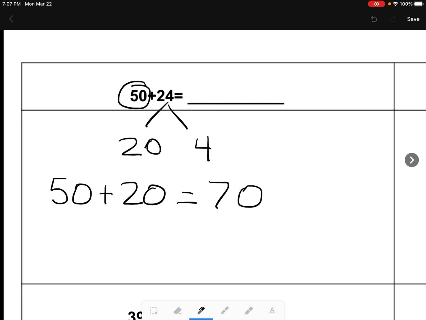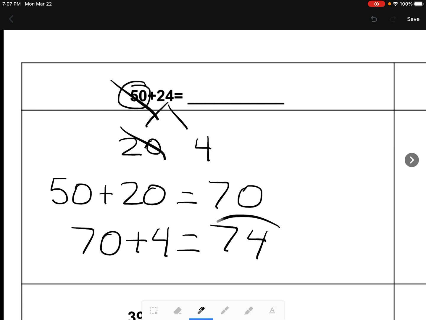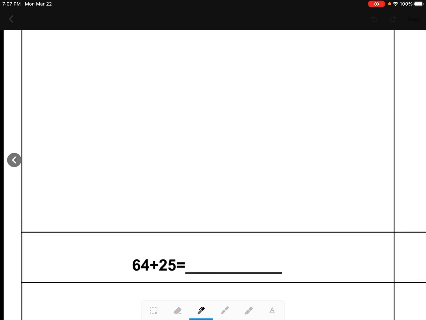And now I'm going to take my number 70, I'm going to bring it down and make a new number sentence. Oh, you know what? I can cross off. If you want to cross off what you used, you can do that. It does help you keep track of where you are in your problem. Now I have 70 plus 4, and that is 74. I always like to circle the final solution, and then of course we write it up on top on the line of the number sentence. All right, this is an example of how to solve this problem.